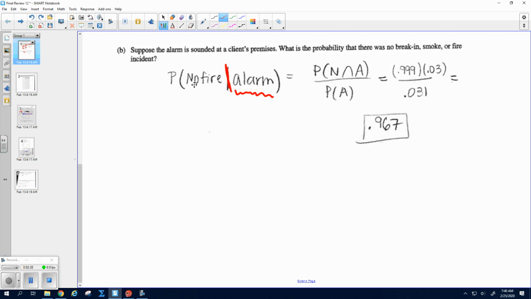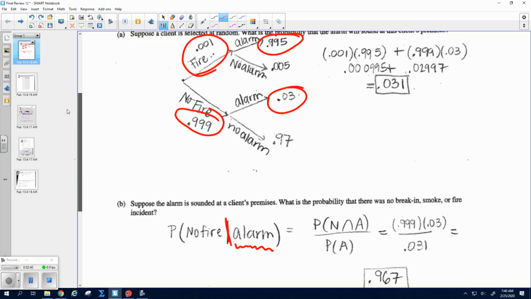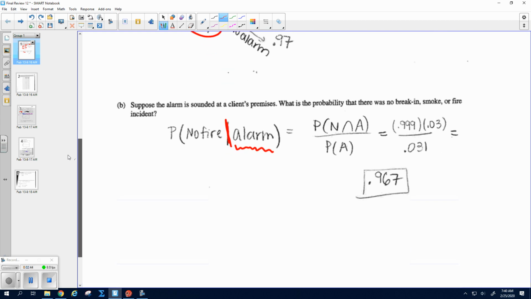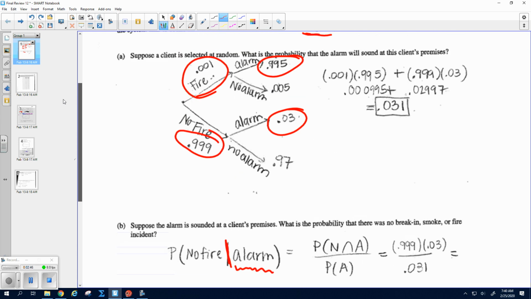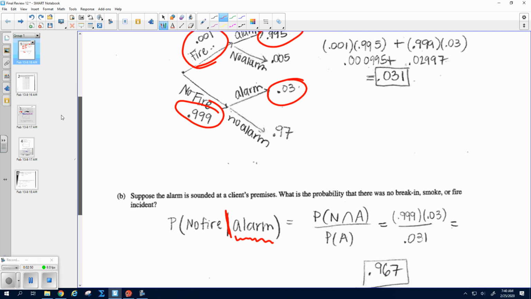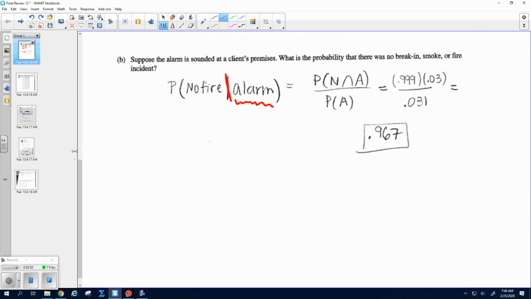All right, probability of no fire. So we want the probability of no fire and the alarm went off divided by the probability of the second thing. So no fire and the alarm went off is 0.99 times 0.03. And in the bottom is all the pathways to alarm, which we just did. So any way that the alarm could have gone off is 0.031. And that gives you 0.967.